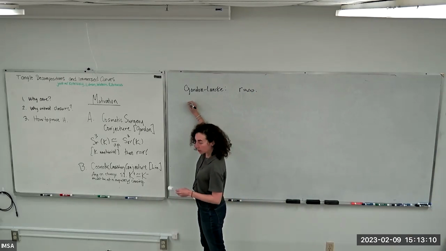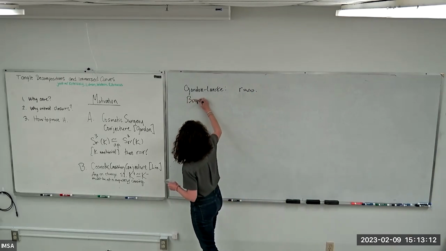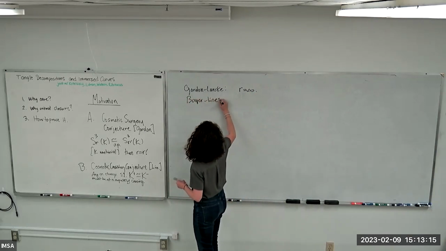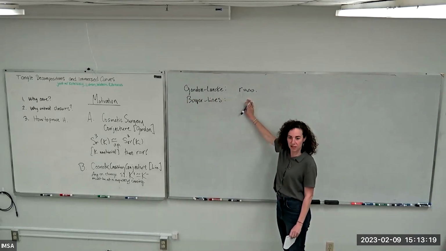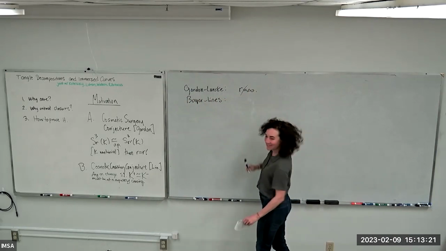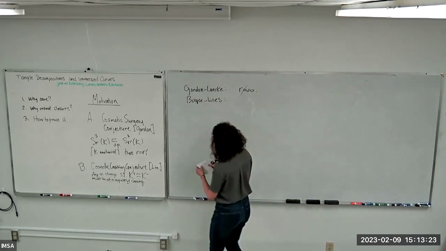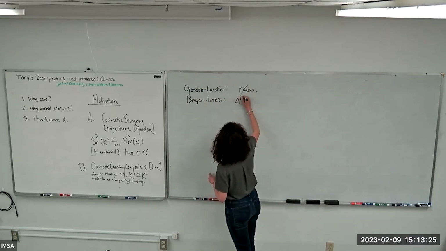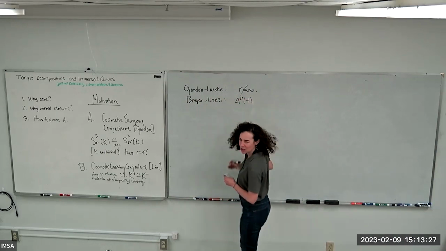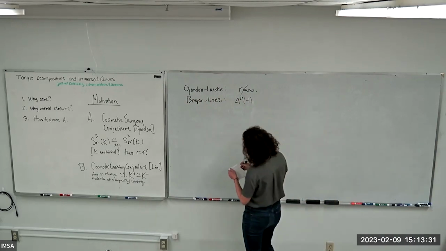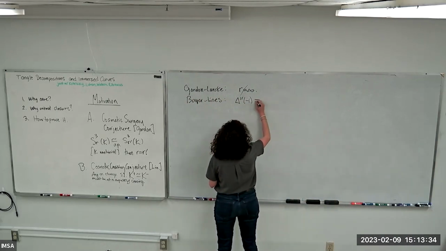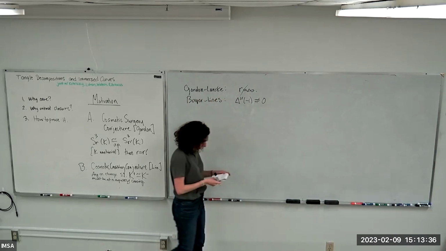There's an obstruction due to Boyer and Lines involving an evaluation of the Alexander polynomial. I guess it's the derivative of the Alexander... Oh, thank you. The second derivative of the Alexander polynomial evaluated at minus 1. Is this sometimes called a Casson invariant? Invariant. So this should not be equal to 0.